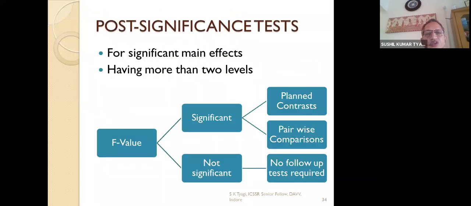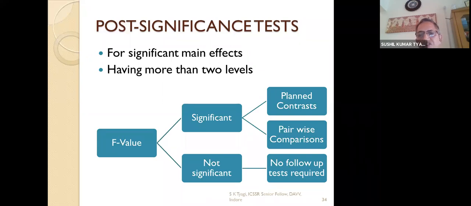Now I come to post-significance tests. This was the example when there was no significant main effect. Both the main effects were not significant. Even if they were significant, because the levels were just 2, we would not have required following up with a post-significance test. We could simply have taken the means into consideration and written the interpretation.